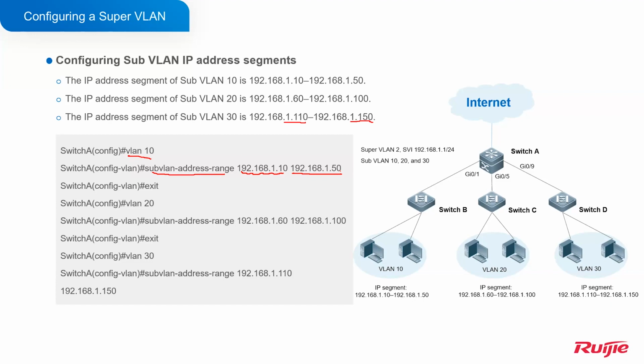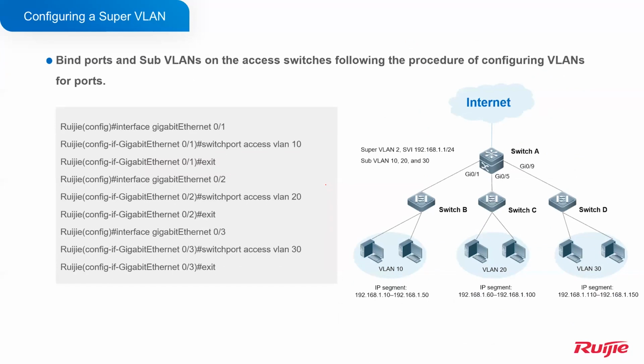And for VLAN 20, it's the same: sub-VLAN address range 192.168.1.60 to 192.168.1.100, and for VLAN 30, it's the same, right? After finishing this step, next, let's bind ports and sub-VLANs on the access switches following the procedure of configuring VLANs for ports. Interface G0/1, switchport access VLAN 10. Interface G0/2, switchport access VLAN 20. And interface G0/3, switchport access VLAN 30.